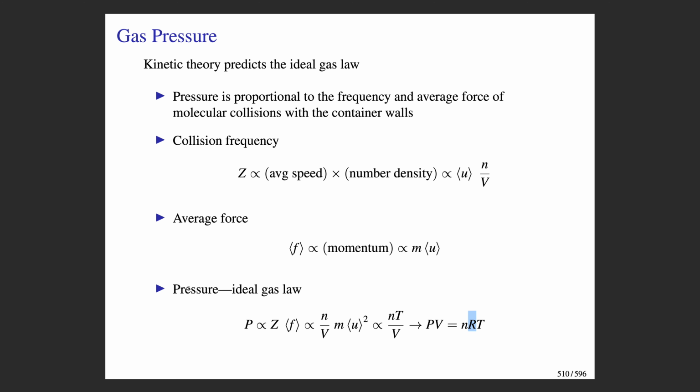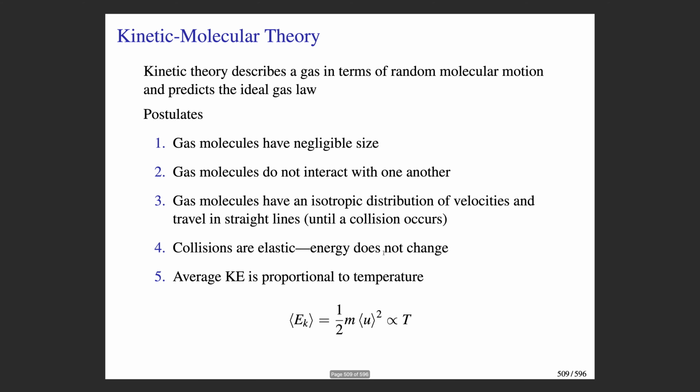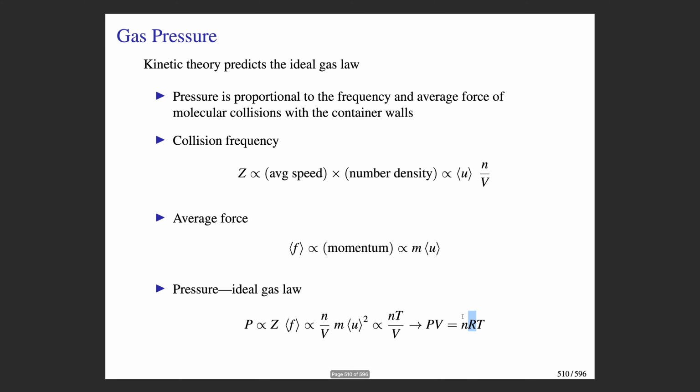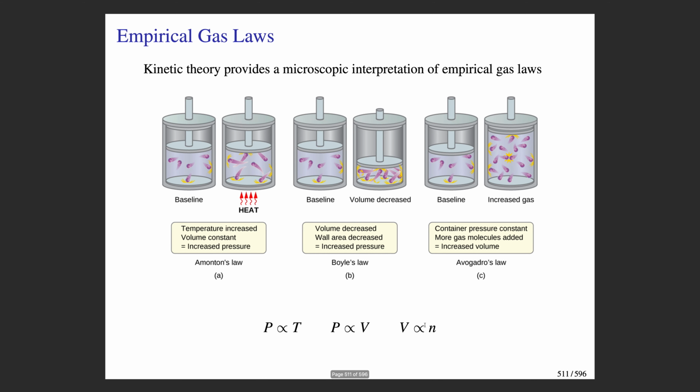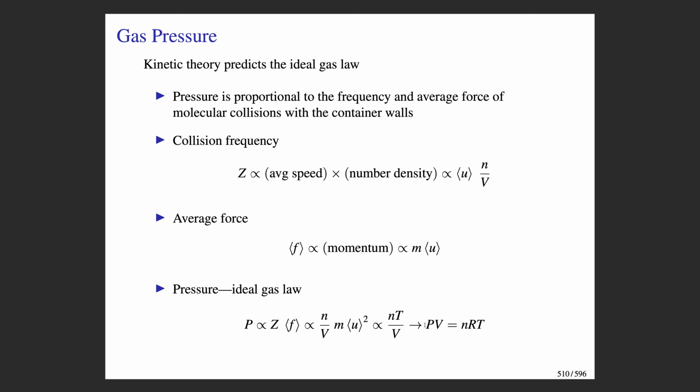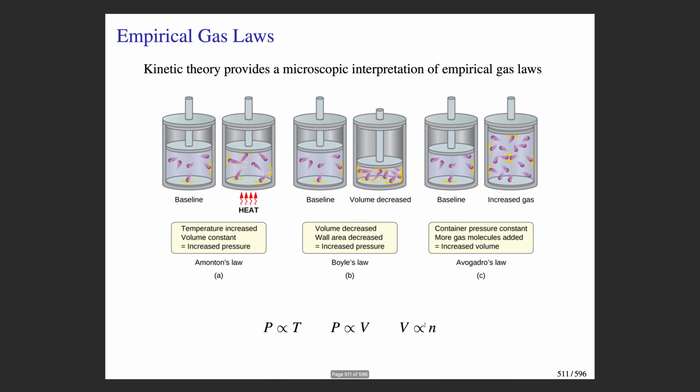So using the ideas of kinetic molecular theory, trying to understand how gases move and treating them using these simple assumptions, you can actually derive the ideal gas law. And then you can use the model itself to understand the empirical gas laws that we've looked at previously. For example, Gay-Lussac's law, or Amontons' law: pressure is proportional to temperature.